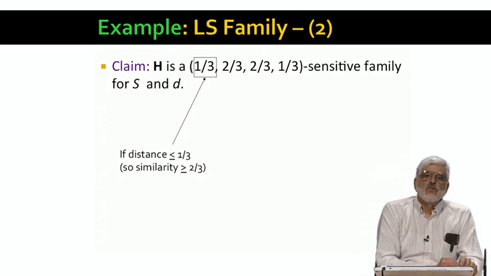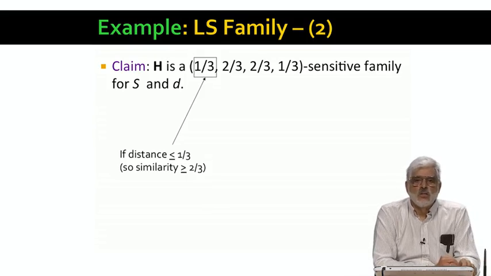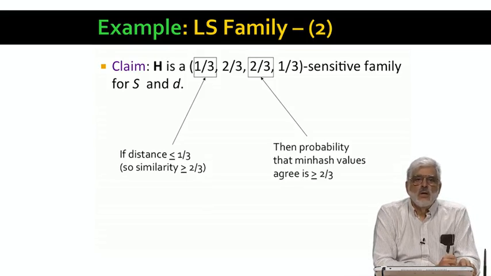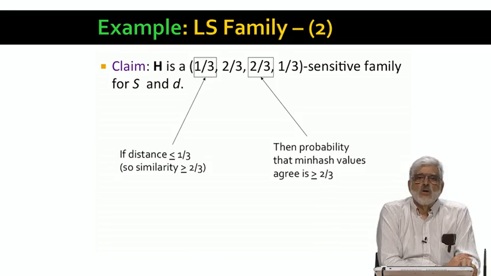For example, the first and third parameters say that if the distance is at most 1/3, then the probability of agreement is at least 2/3. But that makes sense because if the distance is at most 1/3, then the Jaccard similarity is at least 2/3. And we know that the probability of agreement equals the similarity. Likewise, the second and fourth parameters say that whenever the Jaccard distance is at least 2/3, so that the similarity is at most 1/3, the probability of agreement is at most 1/3.